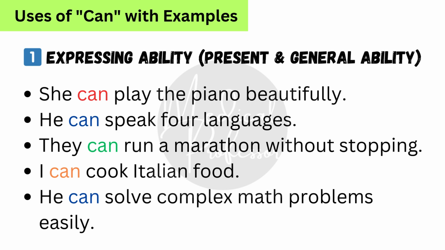Uses of can with examples. Number 1. Expressing ability, present and general ability. Can is used to talk about skills and abilities in the present. For example, she can play the piano beautifully. He can speak 4 languages. They can run a marathon without stopping. I can cook Italian food. He can solve complex maths problems easily.